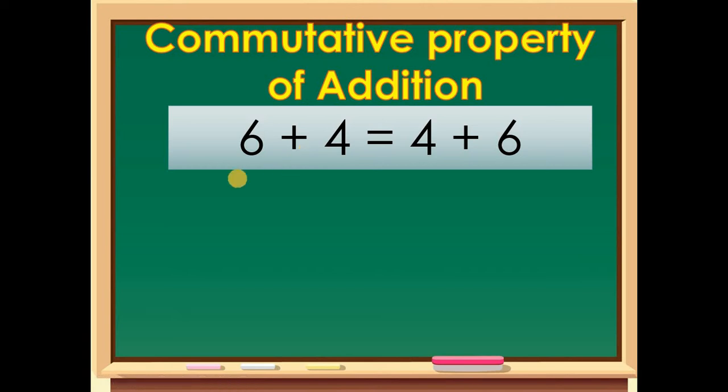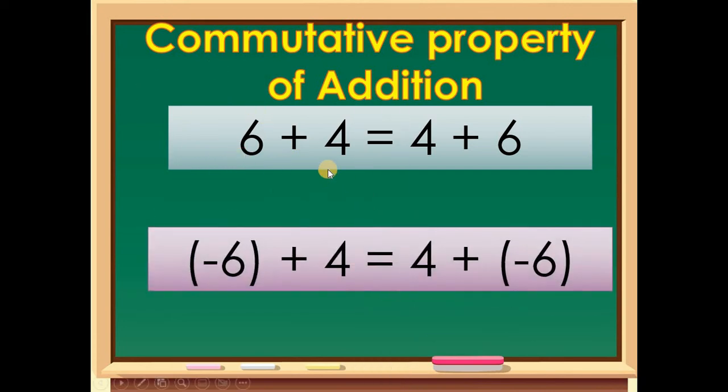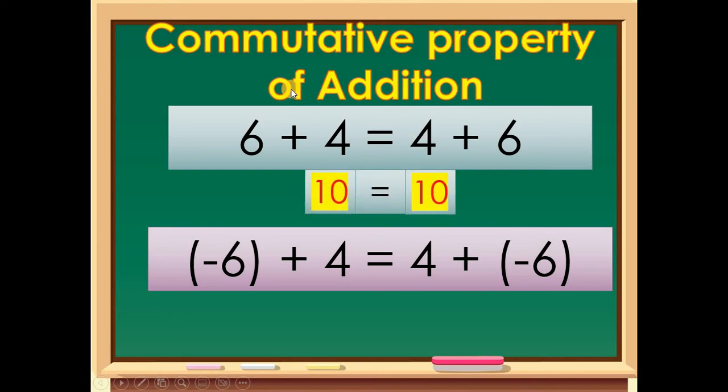Okay, so tingnan na natin. 6 plus 4, add natin, so that is 10, di ba? So this one, 4 plus 6, that is also 10. So therefore, pasok siya sa commutative property.